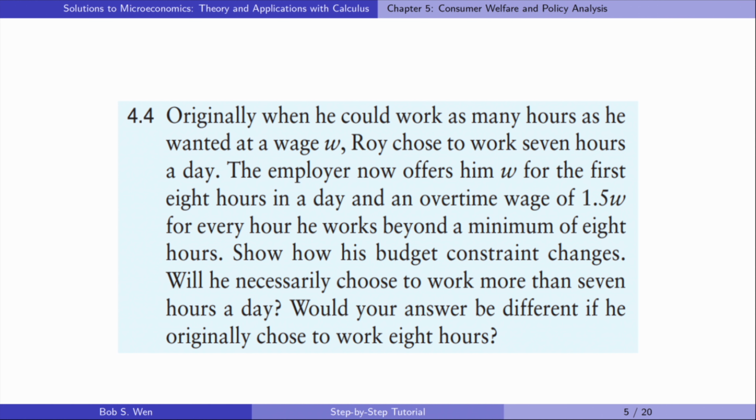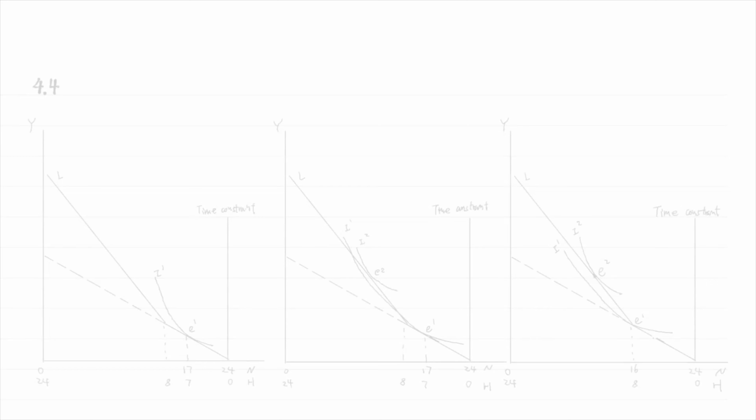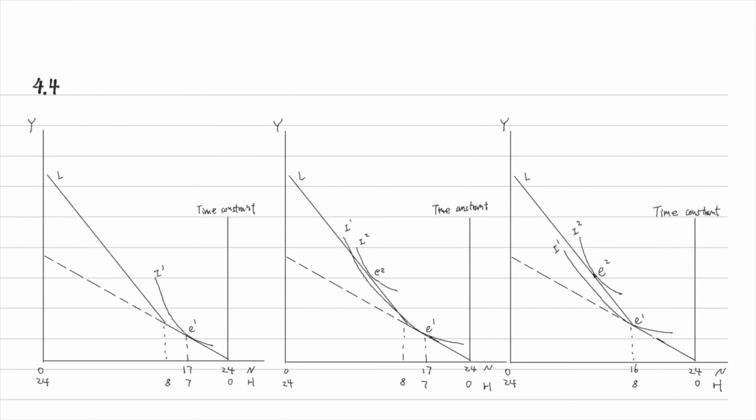So how does his budget constraint change? Will he necessarily choose to work more than 7 hours a day? Would your answer be different if he originally chose to work 8 hours? It depends on the shape of the indifference curves. He chose the optimal bundle E1 initially. The offer creates a kink in the budget constraint.